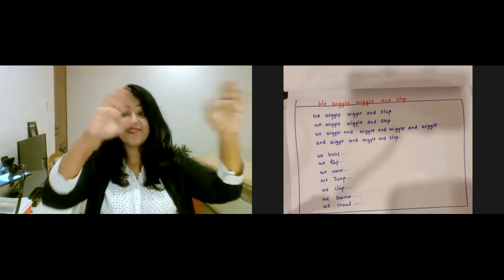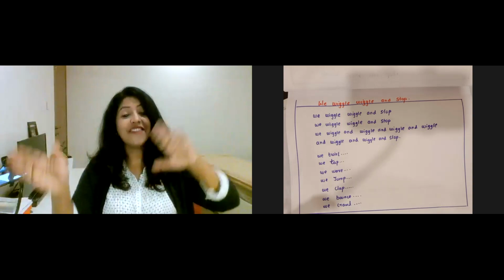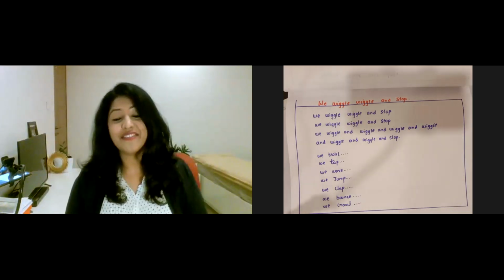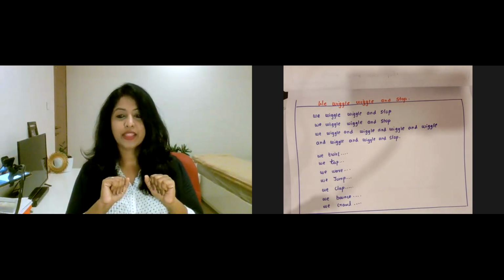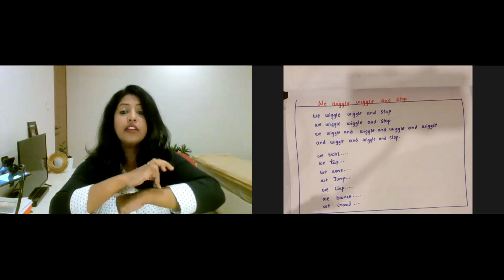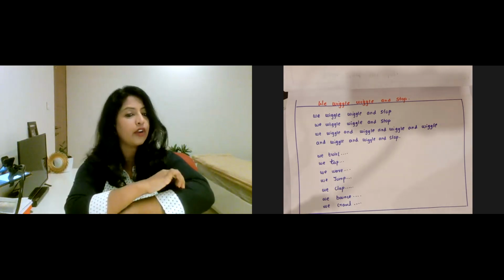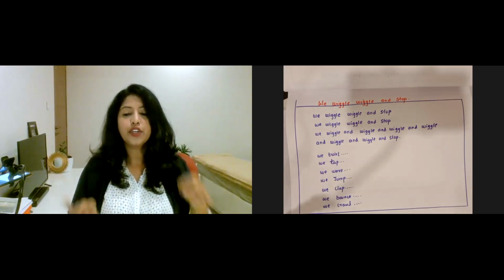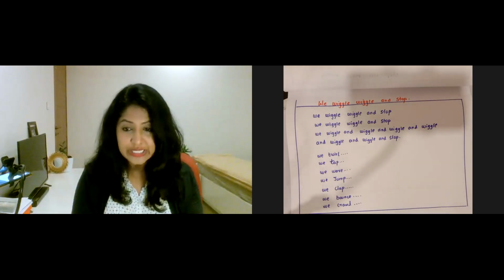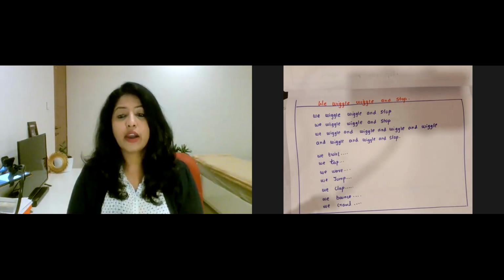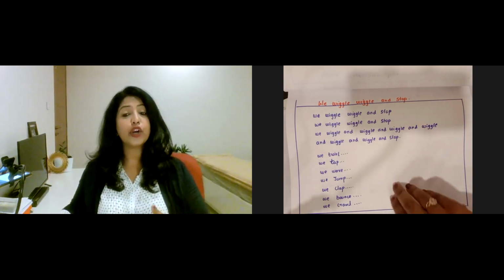We wave and we wave and we stop. We crawl and we crawl and we stop. So you can include more actions like jumping, clapping, bouncing, trilling. Okay, so all of those things could be your actions that you can begin in your circle time.